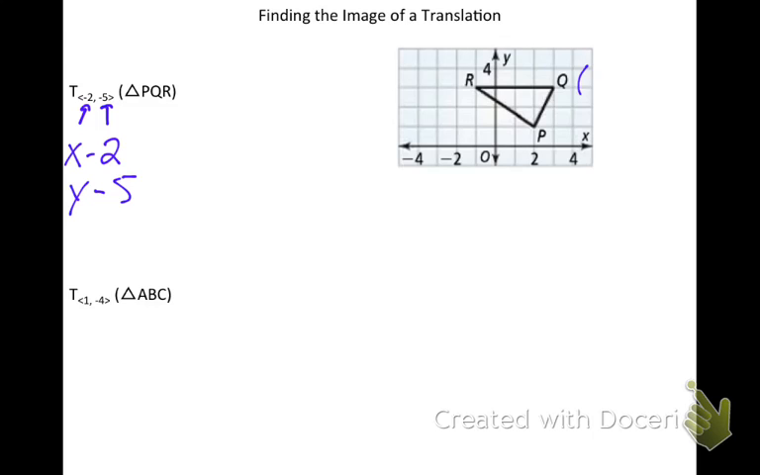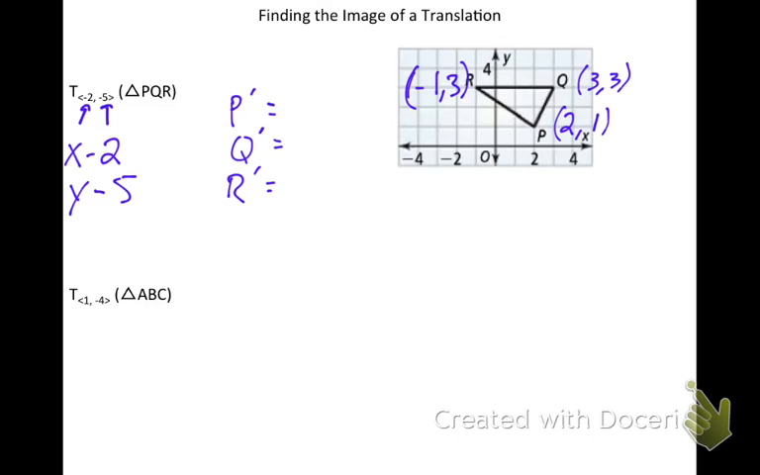So there are two ways I can do this. I've got my ordered pairs here, 3, 3, 2, 1, and -1, 3. One way I can do it is take each of these coordinates, and P prime, Q prime, and R prime will be 3 ordered pairs where I subtract 2 from the x and subtract 5 from the y.